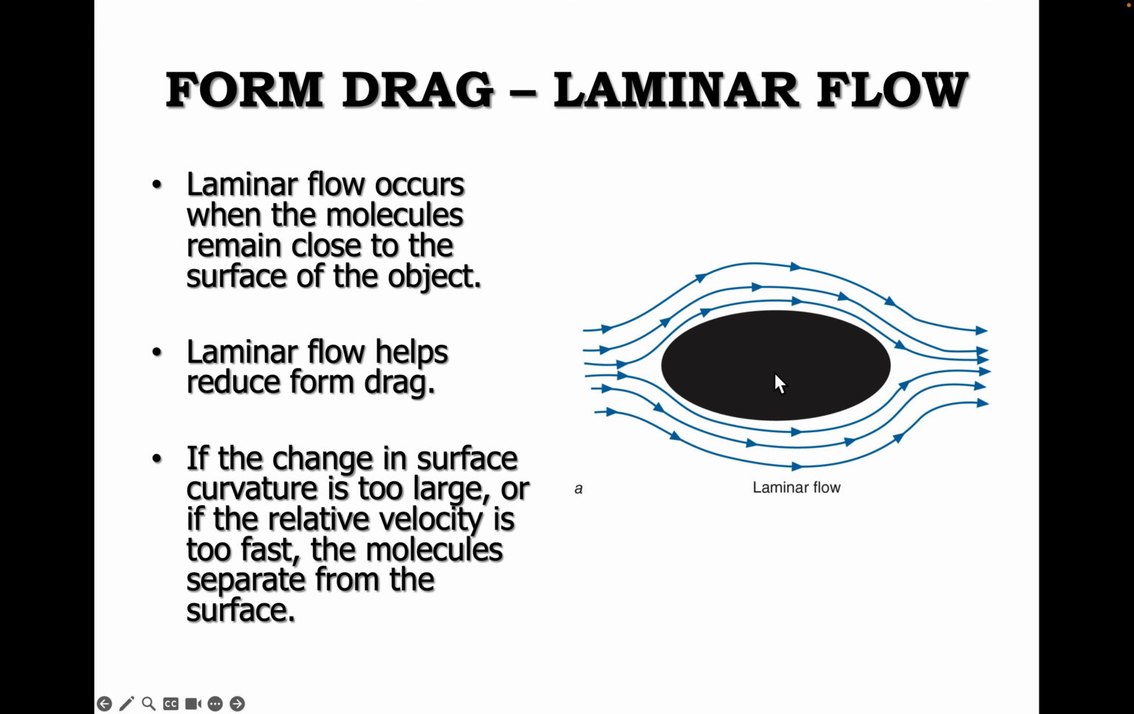Now, what's important to note here is if the change in surface curvature is too large, meaning it changes abruptly, or if the relative velocity of the object is too fast, meaning the object is moving too quickly through the fluid, the molecules, instead of staying very close, will separate from the surface in the back. Again, a coming slide will show a better example of this.